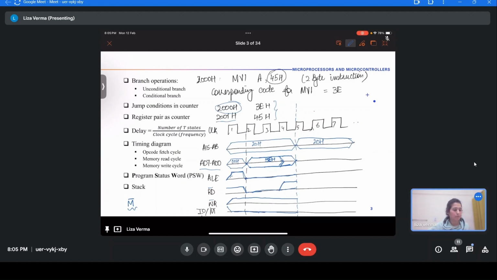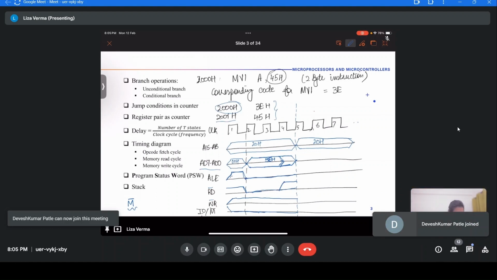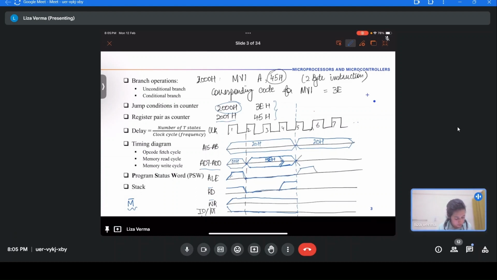What will happen to ALE? ALE will go high again, to read the enable address. So ALE will go high again for one T state so that the lower order address can be loaded onto this bus, which is here 01H. And ALE will go low now after this T state, so it will remain low.